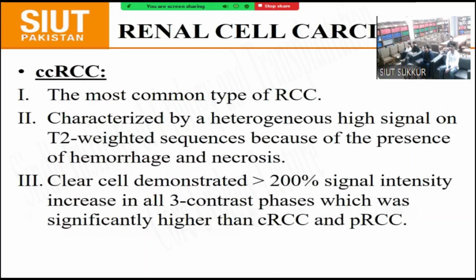In renal cell carcinoma, clear cell renal cell carcinoma is the most common type, characterized by heterogeneous signal and high signal on T2 weighted sequences because of the presence of hemorrhage and necrosis. Clear cell demonstrates more than 200% signal intensity increase in all three contrast phases, significantly higher than chromophobe RCC and papillary RCC.